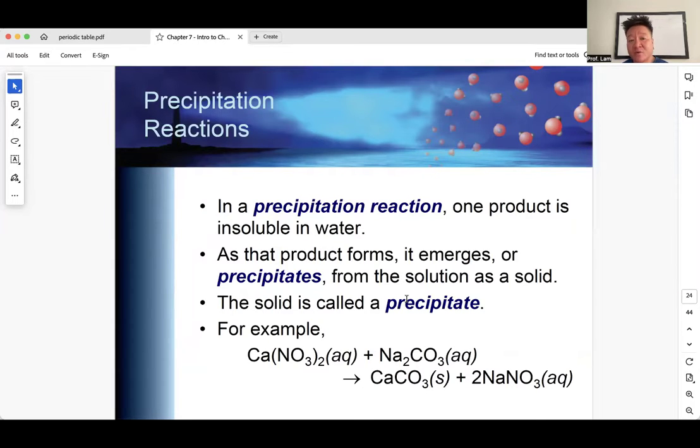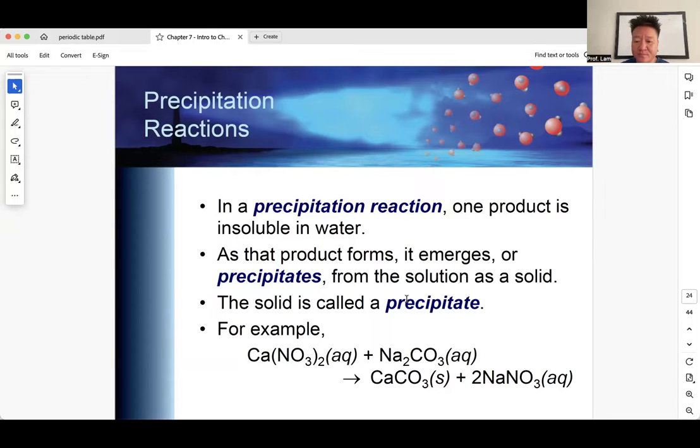Okay, so now we get to what we call precipitation reactions. In a precipitation reaction, one of the products is insoluble in water. It's a really cool reaction where you mix two things together that are completely soluble, and then all of a sudden a precipitate forms, like something crashes out of the solution, and you see clumps of solid in the solution. We call the solid a precipitate.